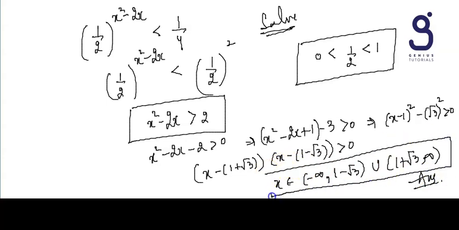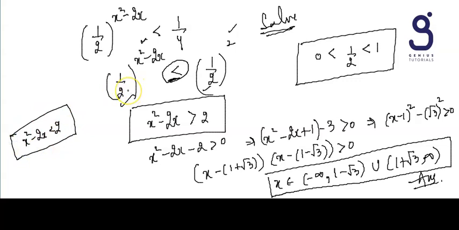So what is the key point? The key point here is that if bases are less than 1, then you should keep in your mind that this power will be greater than this. And if I say that instead of less than, this is greater than, then in that case x² − 2x will be less than 2. So you should be aware of the bases. Make this a key point in this question.